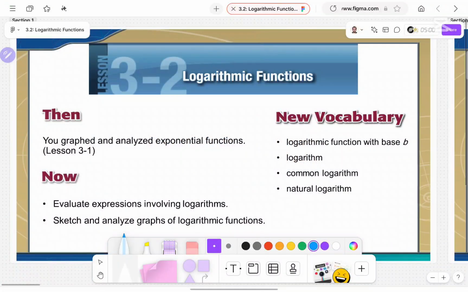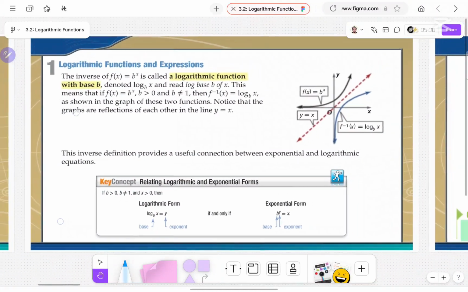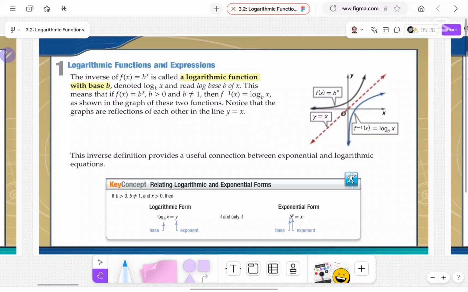Today we're going to start with the logarithmic function, lesson 3.2 in chapter 3. In this lesson we are going to learn how to evaluate expressions involving logarithms, and how we can sketch and analyze the logarithmic function. Now let us start with the first thing: what's the difference between logarithmic and exponential?